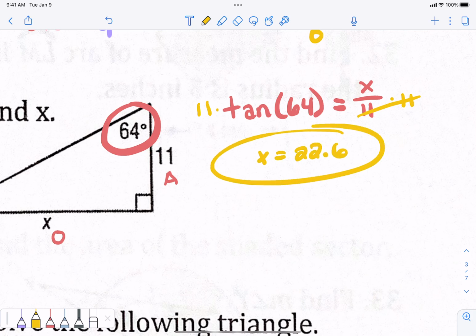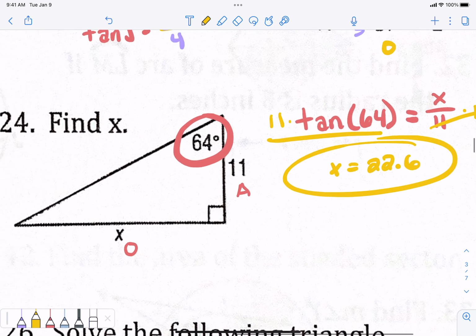One thing that I should mention, though, is that if you practice typing this into your calculator and you get an answer that is not 22.6, you're probably typing it in right, but you are in radians rather than in degrees. So you need to let me know that on Monday or Tuesday whenever you take this test, and I will switch that for you. So practice typing that in. Make sure that 11 tangent 64 comes out to be 22.6 for you. If it doesn't, I need to fix it, okay?